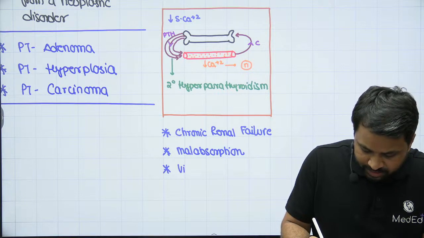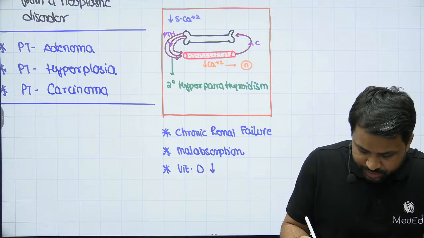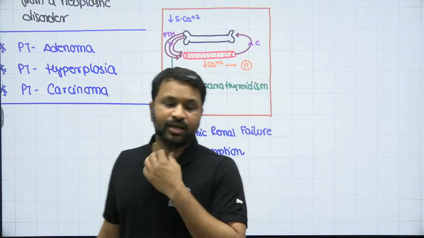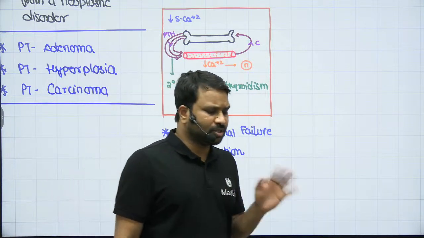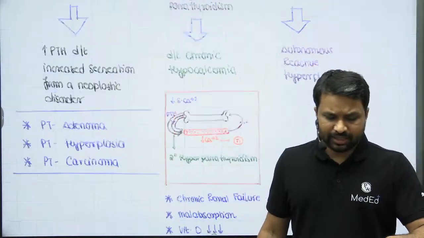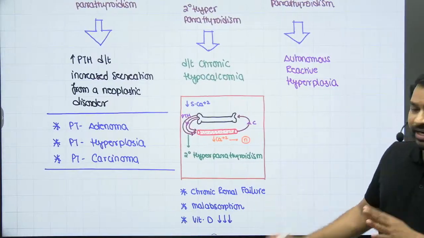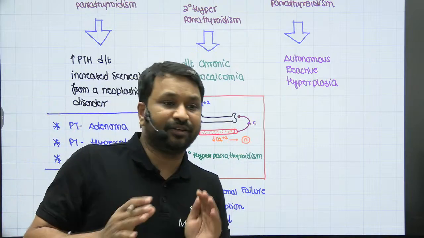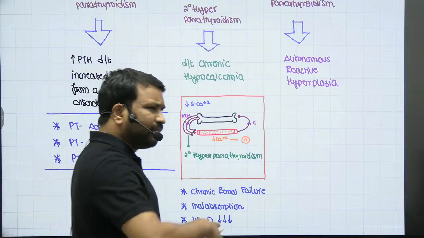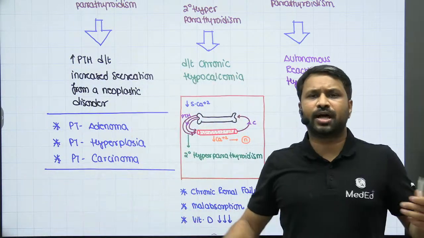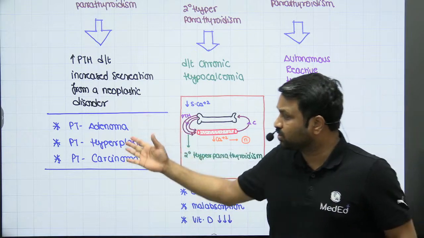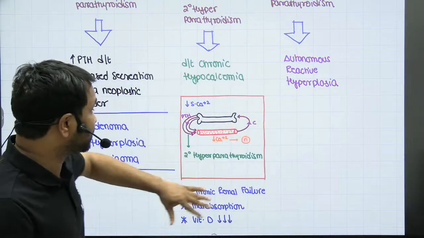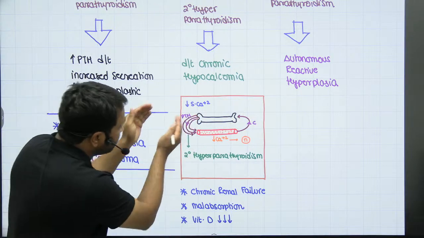And vitamin D deficiency. So chronic renal failure, malabsorption, vitamin D deficiency are the common ones that are going to result in secondary hyperparathyroidism. So this is the basic difference between a primary and secondary. In primary, the gland itself has started producing more hormone because of disorders like adenoma, hyperplasia, carcinoma. Secondary hyperparathyroidism is a compensation because of chronic hypocalcemia.